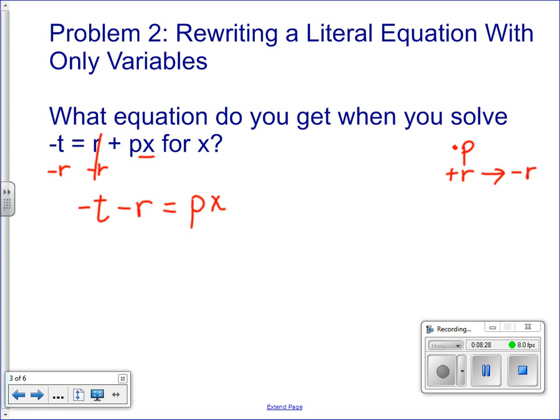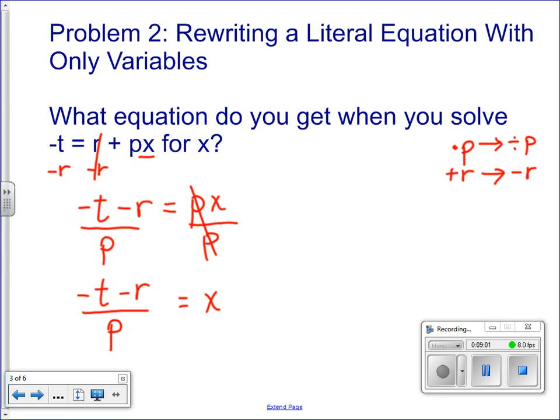All right, next we want to undo the multiplication by p, so we're going to divide by p. And of course, using algebra, we're going to show our division by drawing a line under each side, and we're going to divide both sides by p. On the left-hand side, p over p is equal to 1, and 1 times x is equal to x. And on the right-hand side, I have negative t minus r all divided by p. And that's my answer, solving for x.